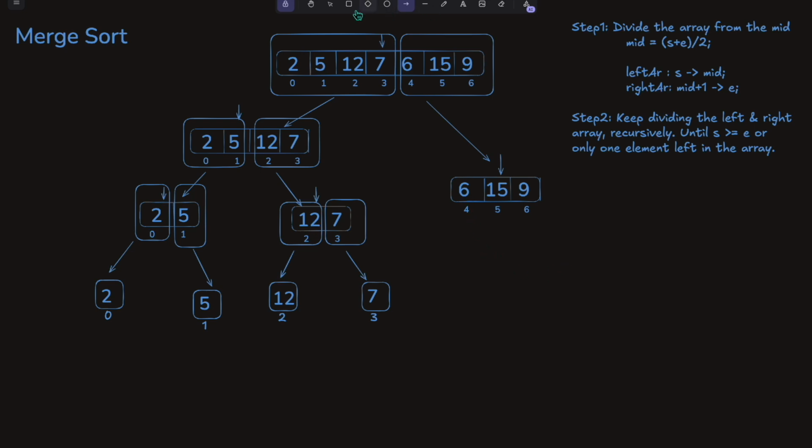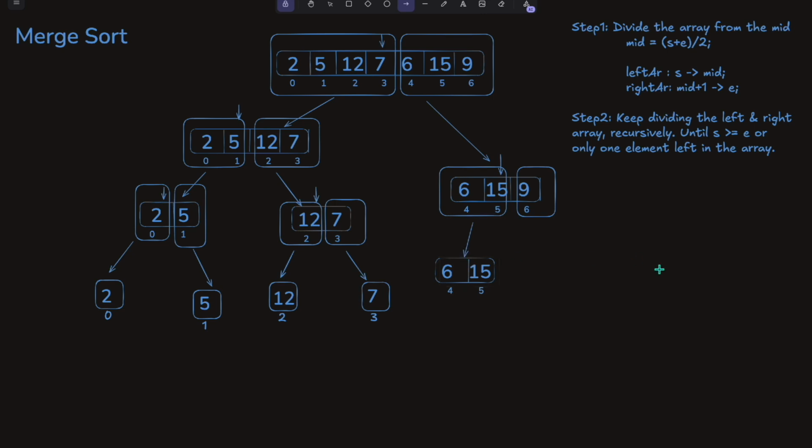So again we need left and right array. So left array is nothing but this portion and right array is this portion. Now again, when you divide them, you first keep dividing the left part and then you move to the right portion. So let me place the left part separately from here. Okay, so this is the left portion of the array.